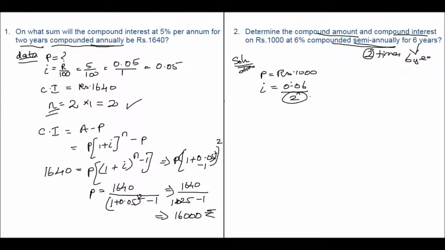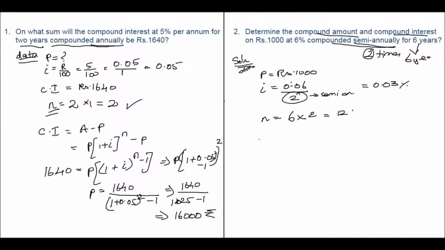Why is it 2? Because it is semi-annually, or half yearly. It will become 0.03, as a rate. Now next, n, they have given. What is n for 6 years? 6 years times how many conversion periods? The conversion period is 2 times a year, so 12 conversions. Now here we have the given data, the P, i and n.